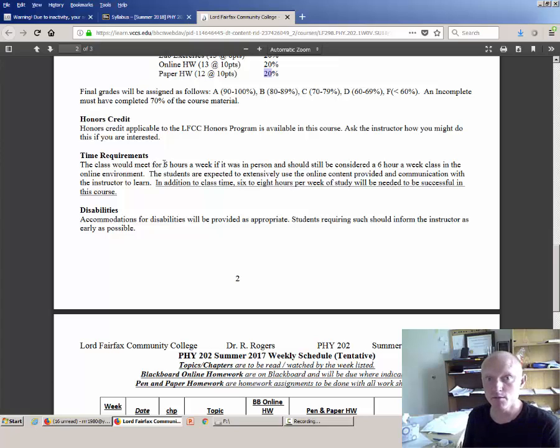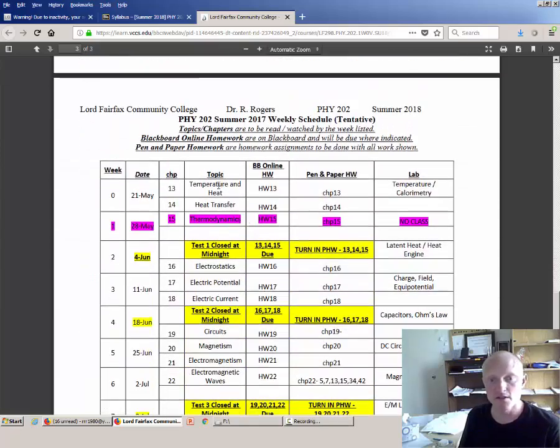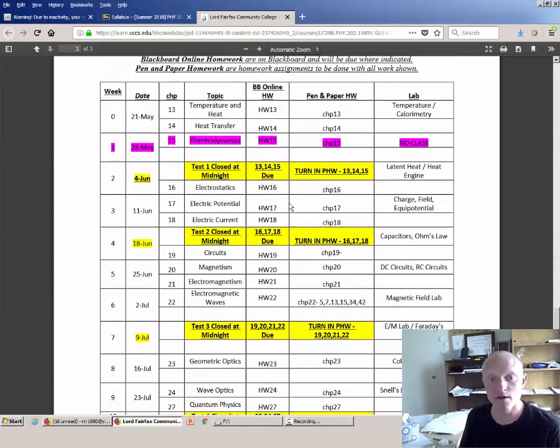Time requirements: normally this class meets for 6 hours in class, and the rule of thumb is 6 hours in class means 6 hours out of class, so about 12 hours per week. This is summertime, so you probably want to be putting in a little bit more because we're going a little bit faster. As for due dates, we only have 4 major due dates in the class, and about 3 chapters or so are due on each of those days. Please don't fall behind. You don't want to be doing the homework when the test is also due that night.